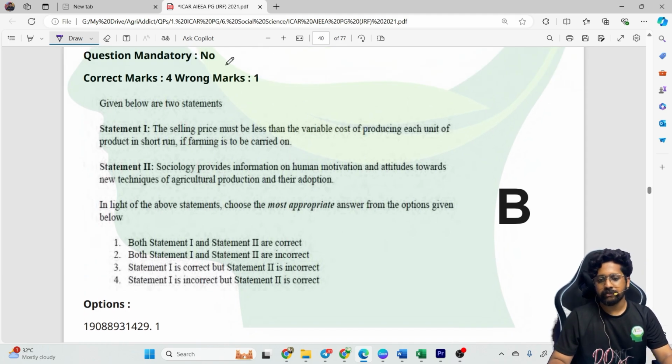Given below are two statements. Statement 1. The selling price must be less than the variable cost of producing each unit of product in the short run if farming is to be carried on.